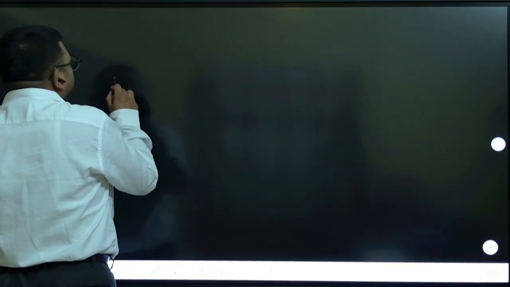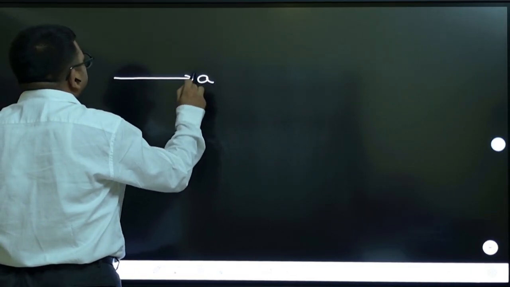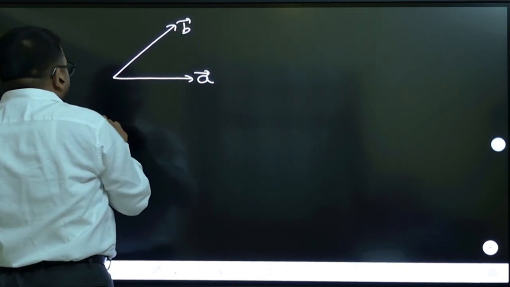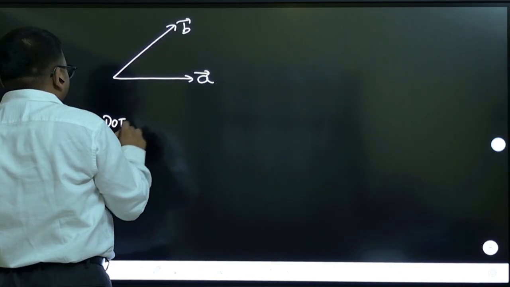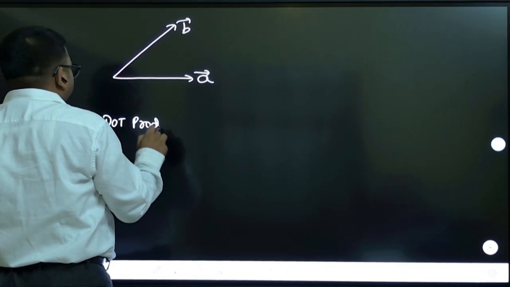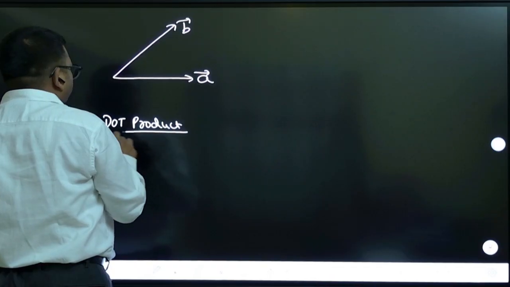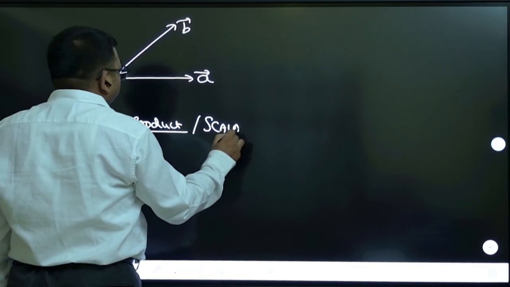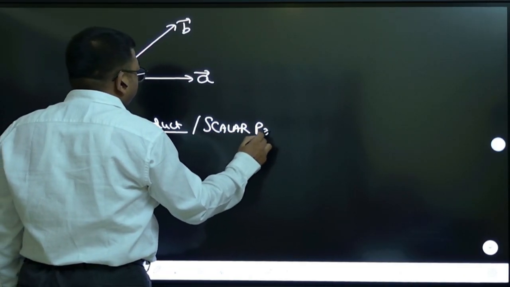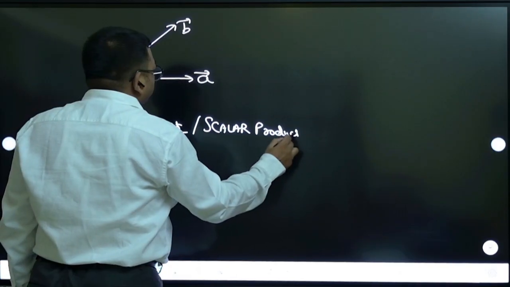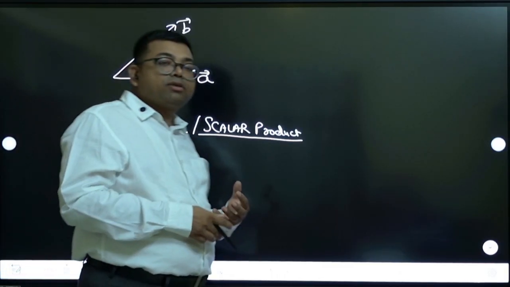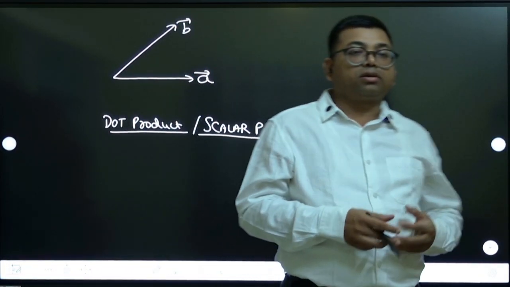What is dot product? Suppose there is a vector A and there is another vector B. Dot product is also known as scalar product, because the result of this operation, this mathematical operation we perform on vectors, is a scalar.